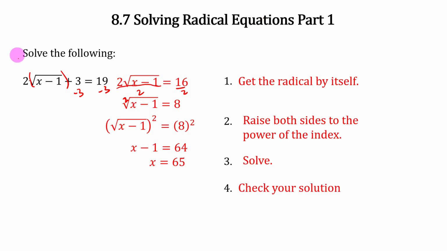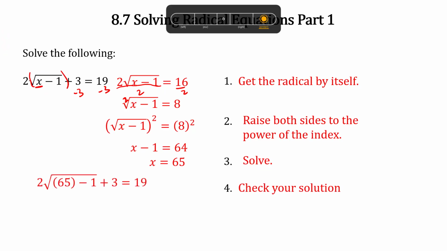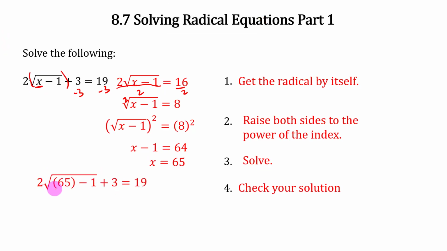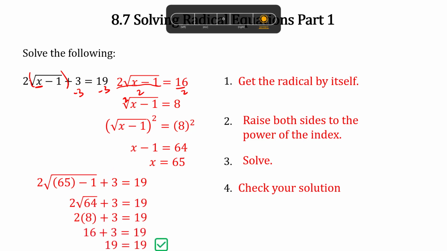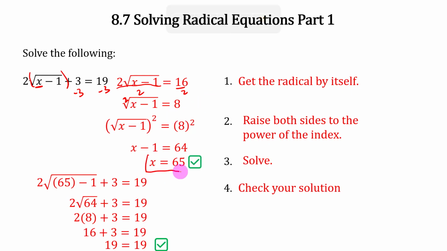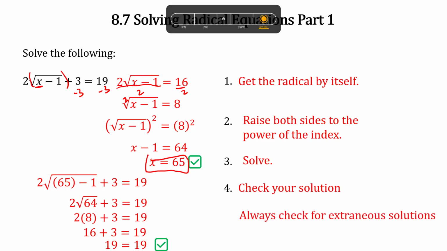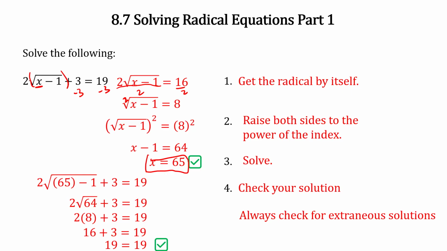I'm going to plug 65 right back in here. And basically, you can throw all of this in the calculator and see if it comes out to 19. So it's 2 times 8 plus 3. So it is 19 equals 19. That's good. So our answer, 65, is a valid solution. So always check for extraneous solutions. Square roots end up giving us extraneous solutions sometimes.